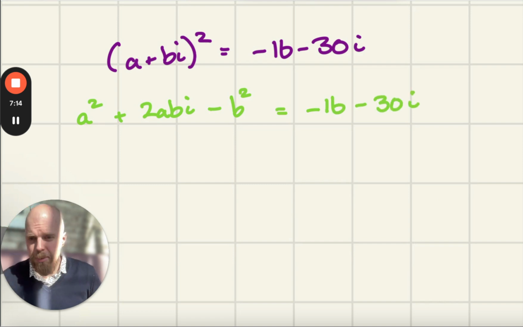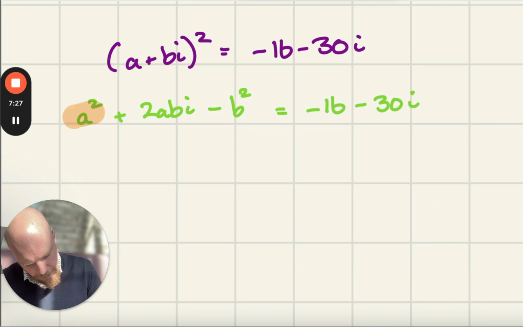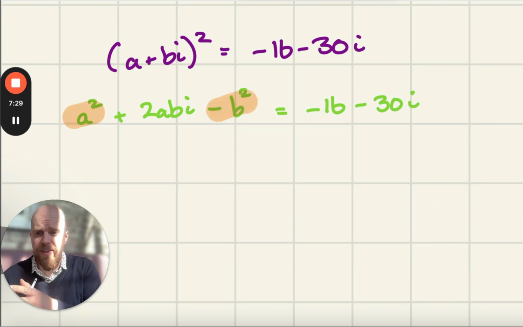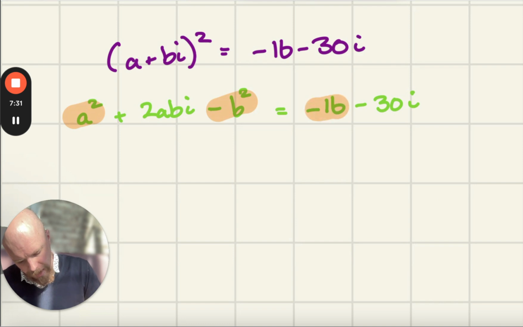Now there's an important part of complex numbers that says that the reals and the imaginaries have to be separate. So the real part on the left and the real part on the right are the same, the imaginary and the imaginary are the same. So if we look at just the real parts, we've got a squared and minus b squared. The real parts don't have any i's in them. That's minus 16. So we can write out a squared minus b squared equals minus 16.